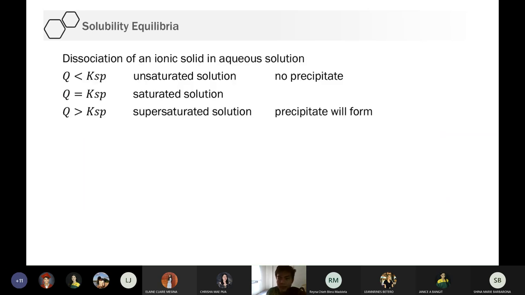Okay. So let's talk about the process of forming precipitates. Pag pinaghalo ko yung dalawang substance, may precipitate agad na mabubuo, no? So ang pumapasok sa isip natin ay yes. Pag pinaghalo mo yan, mabubuo agad yung precipitate. But in reality, the formation of precipitate is a stepwise process, no? Hindi agad-agad yun mafo-form, okay? So, it has to reach a certain threshold so that a precipitate will be formed.